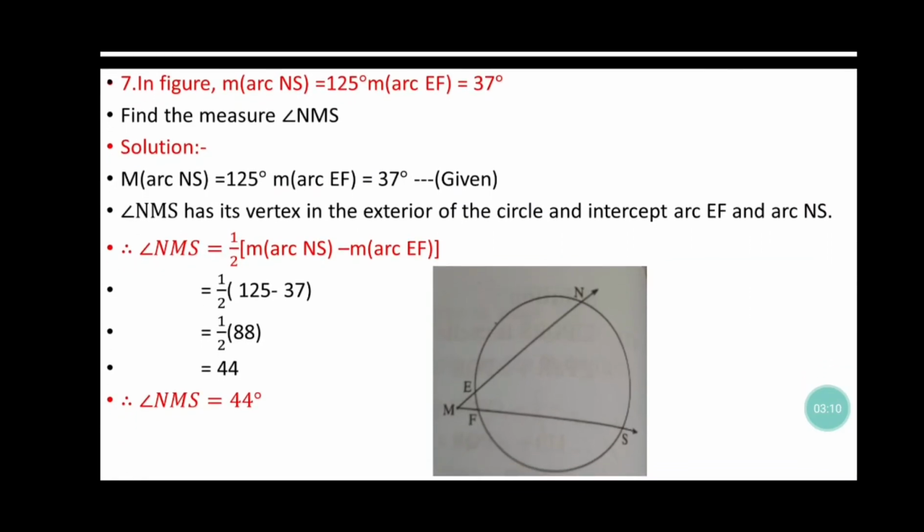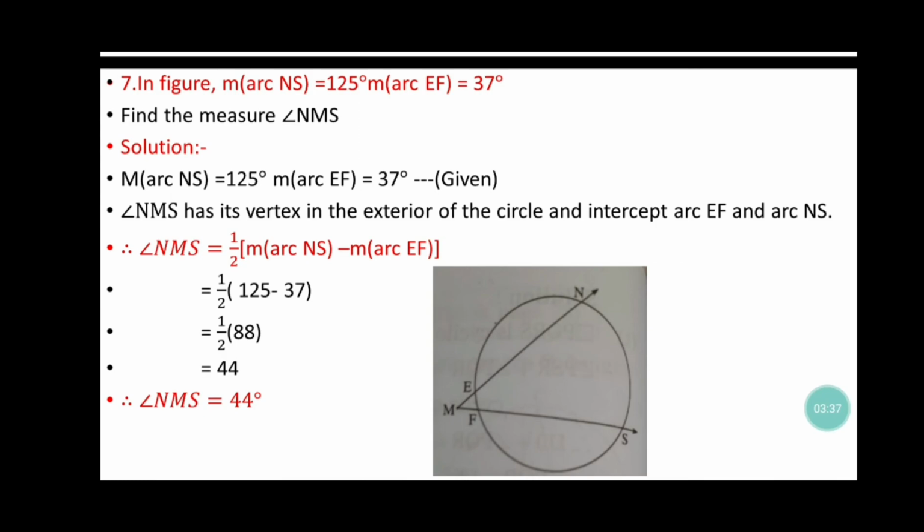the seventh problem, in which the figure, measure of arc NS is given to us as 125 degrees. Measure of arc EF is given to us as 37 degrees. Okay, it is based on the activity that we have performed before starting the exercise. Find the measure of angle NMS.